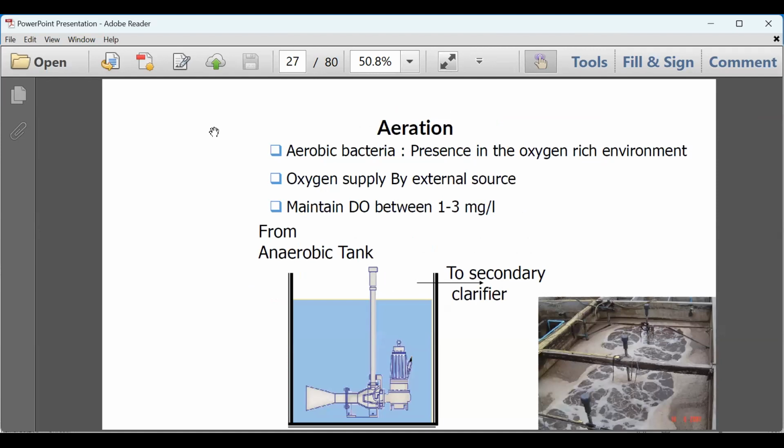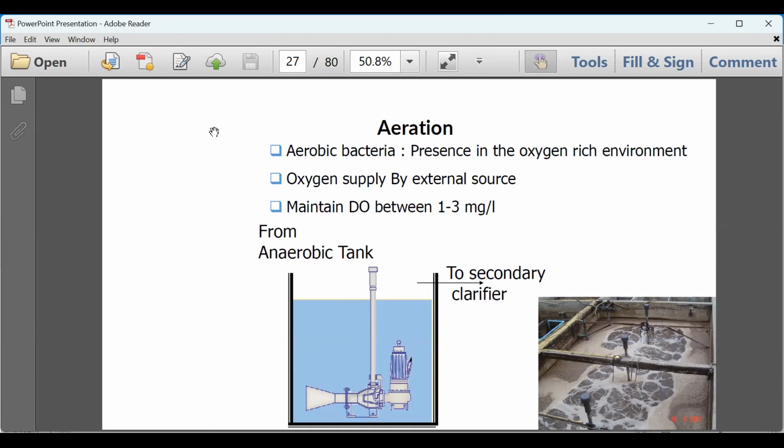Aeration. After anaerobic treatment, wastewater flows to aerobic digester. Aerobic bacteria live in oxygen-rich environment, so we need to supply oxygen by external source, and need to maintain dissolved oxygen level in the reactor between 1 to 3 milligram per liter.